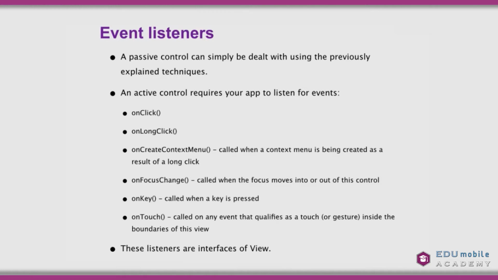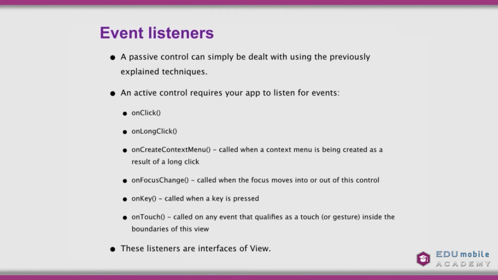onKey is called when a key is pressed, and there are methods to find out what key was pressed. And then onTouch is called when any event qualifying as a touch or gesture event inside the boundaries of that particular view that we're dealing with happens. And once again, these listeners are all interfaces of view.